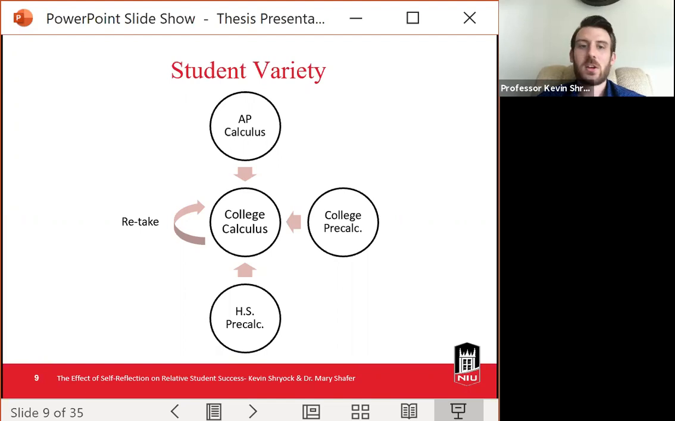But sticking with Calc 1 just for this research, let's start with analyzing the various inputs from which students can enter the class. These can be from a low score in AP Calc that does not receive college credit, a high score in AP Calc that a college chooses not to credit, college pre-calculus, high school pre-calculus, and retaking college calculus because of a failing grade.